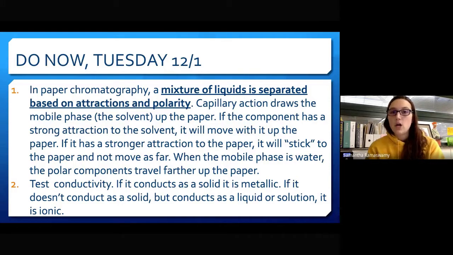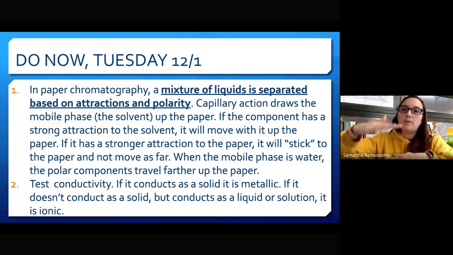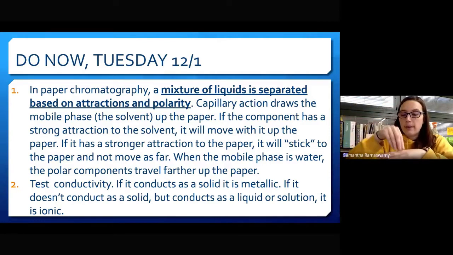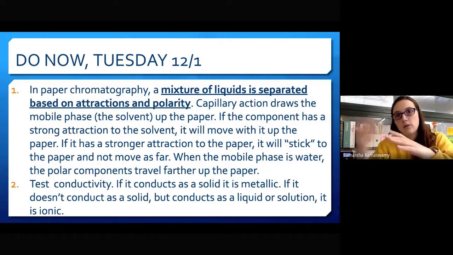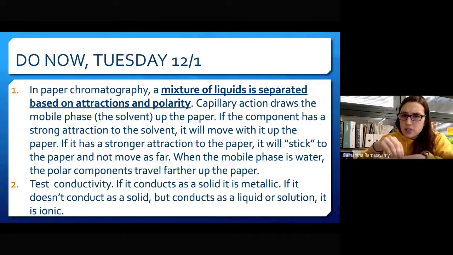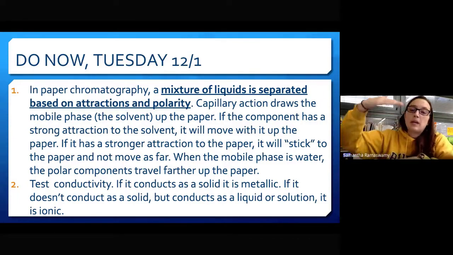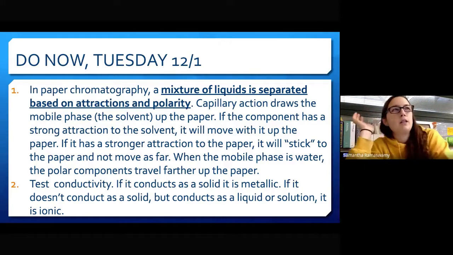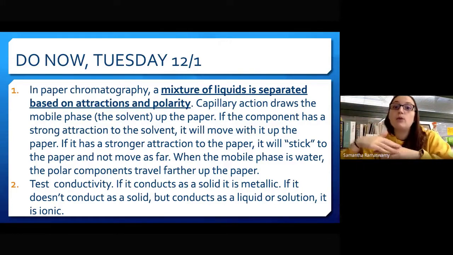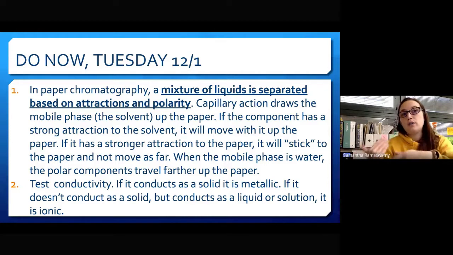paper itself. So just to do a quick review of chromatography, remember that capillary action draws the solvent, which is the mobile phase, up the paper. And if the component of the dye, or the mixture, which for us was dye, is attracted to the solvent, it moves up the paper with the solvent. So for us in the chromatography lab, the blue dye moved really far up the paper. That meant that it had strong attractions to the solvent. If it has more strong attractions to the paper, then it's going to stick to the paper and it's not going to move as far.